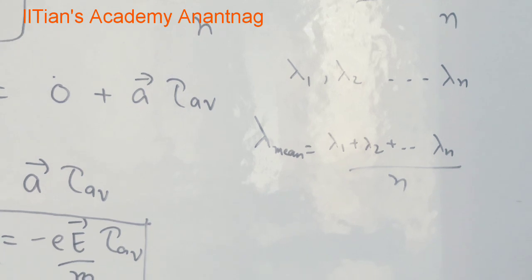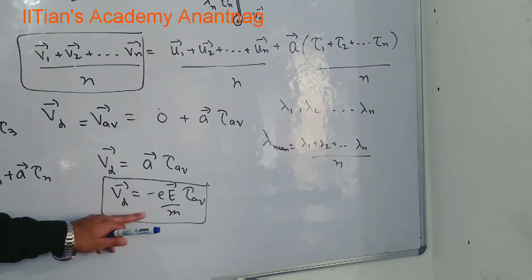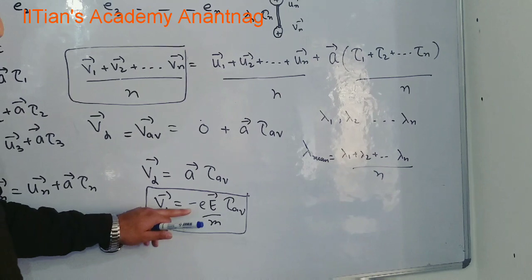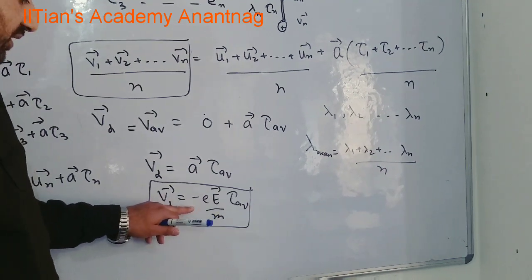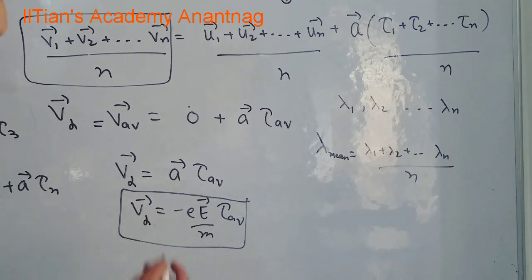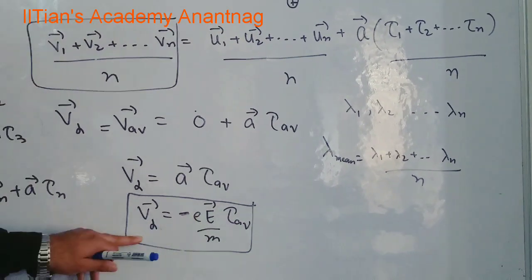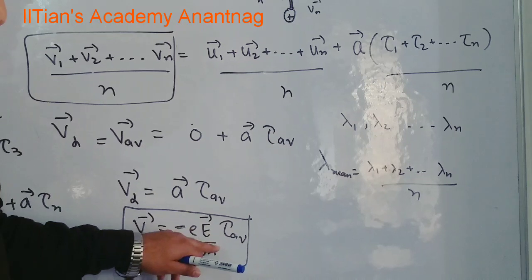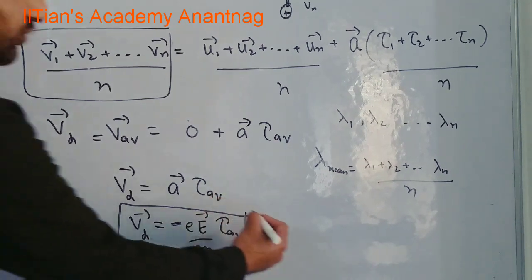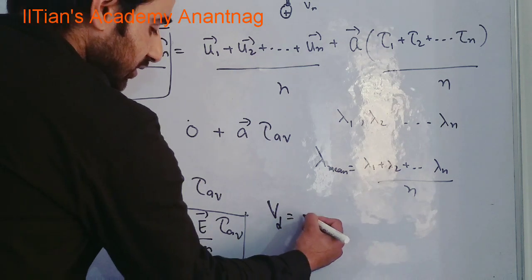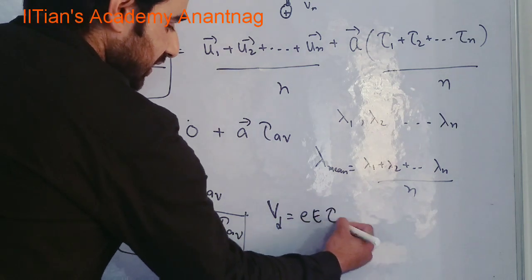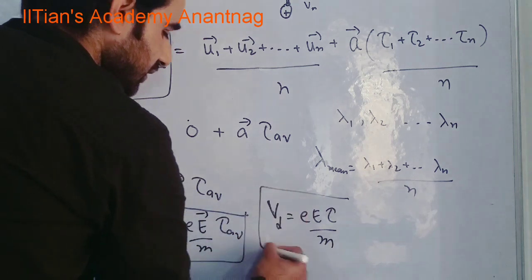This is the expression for drift velocity. From this expression, it is clear that overall the electrons are moving with a constant velocity opposite to the direction of the electric field. This negative sign indicates that it is opposite to the direction of the electric field. So in magnitude, we can remember that drift velocity or drift speed is equal to E tau by m.